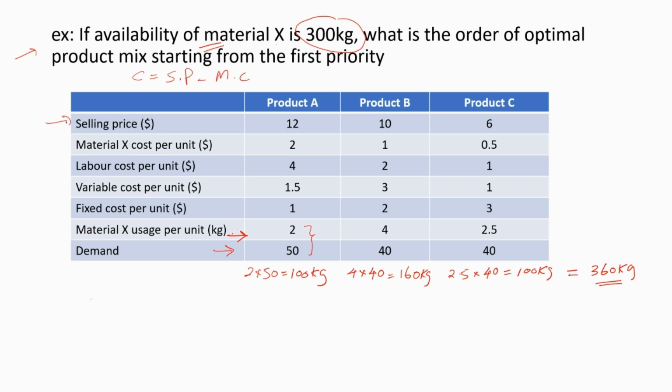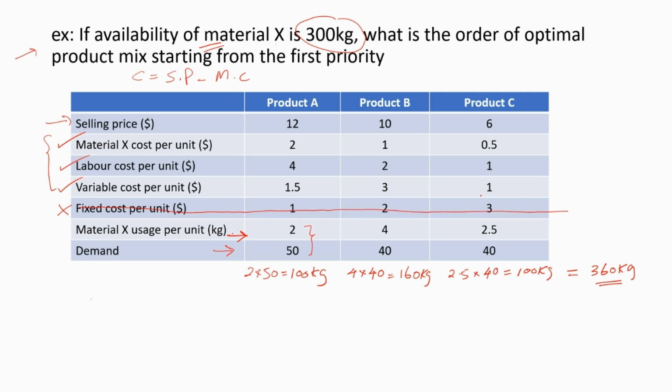They have given the selling price here and they have given a few costs. Let's see whether all these costs are relevant to the calculation. No. We only need marginal costs. Material X cost per unit: this is relevant. Labor cost per unit: this is also relevant. Variable cost per unit: this is also relevant. Fixed cost per unit: this is not relevant because this is not a direct cost. All these three costs are direct costs, and we will consider those under marginal costs. But we do not need the fixed costs because this is not a direct cost, so it is not relevant to the calculation.